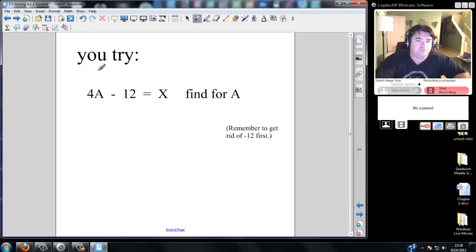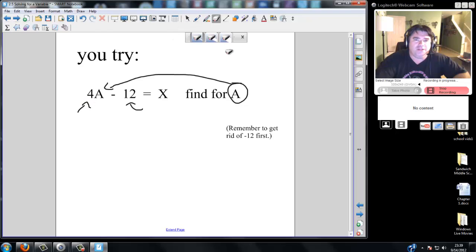Let's try another you try. 4a minus 12 equals x. Find for a. Here's a hint. First get rid of the negative 12, and then get rid of the times 4. Go ahead and pause it this time, and I'll wait.